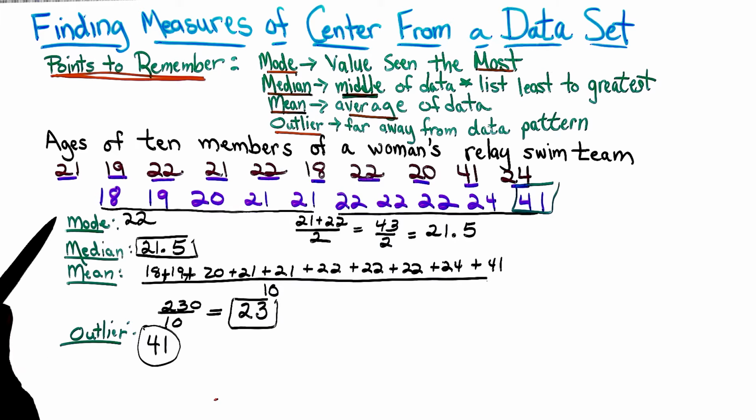So we were looking at our mode, our median, our mean, and our outlier. Just from this one problem, we were able to identify four measures of center.